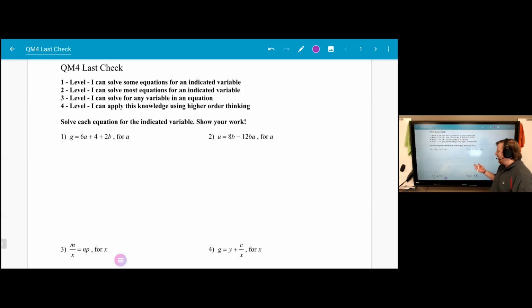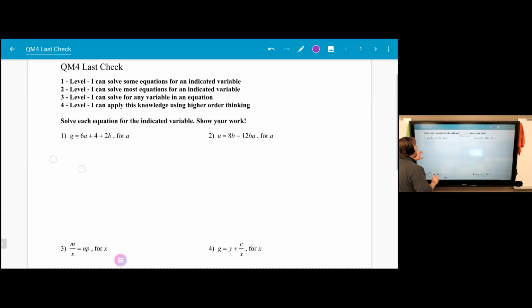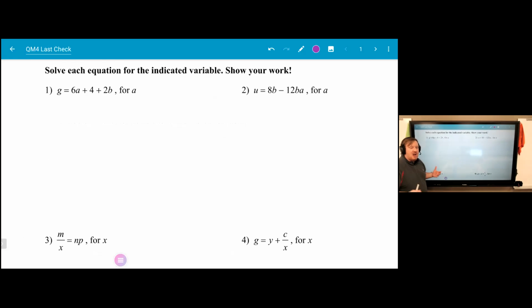Let's go ahead and get right into this. We're trying to solve for the variable indicated. Number 1 says g equals 6a plus 4 plus 2b, and I'm trying to solve for a, which once again means I'm trying to get a equals something. So we're trying to rearrange this equation using our inverse steps. I'm going to take 2 steps at a time here. I'm going to get rid of 4 and 2b by subtracting them from both sides. And if I do that, I've got g minus 4 minus 2b equals 6a.